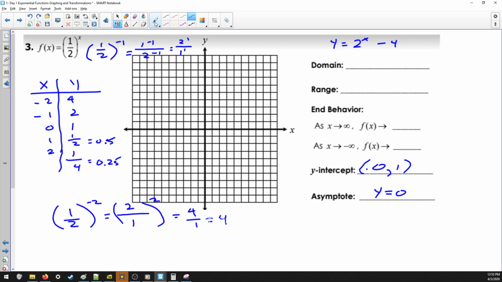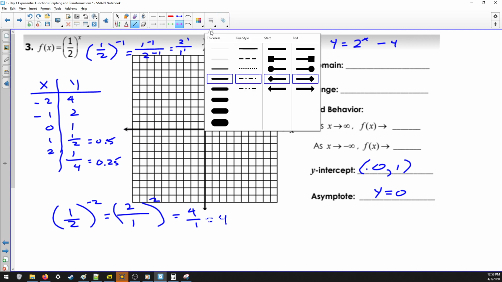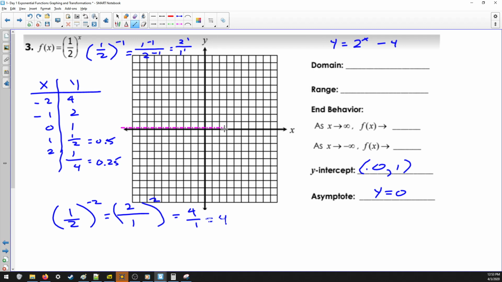Okay, so I'm going to grab my dotted line. And I don't know, we'll use this pink one instead. I hope it's not gigantic. Oh, it's gigantic. I can't use that. Let's make it smaller first. We'll do this thickness. And we'll get rid of these since I'm here. All right, so here's my asymptote.